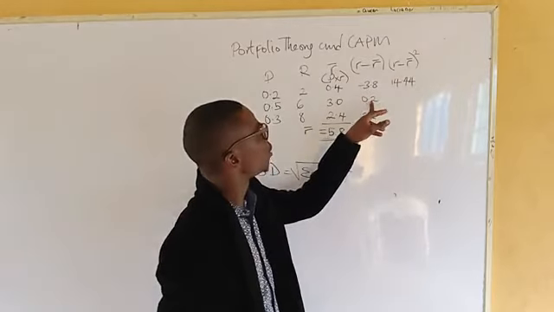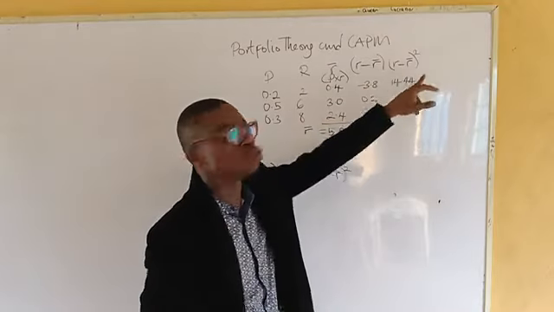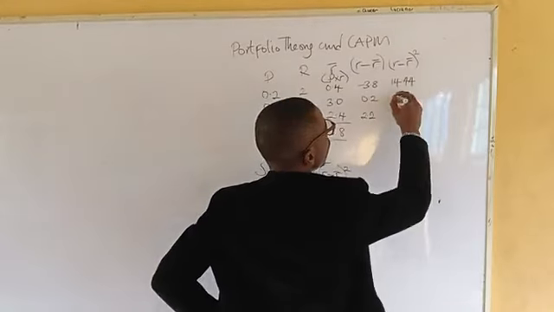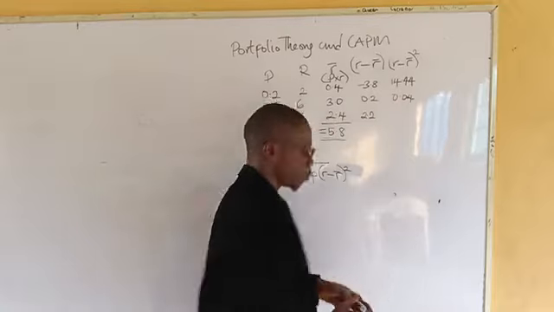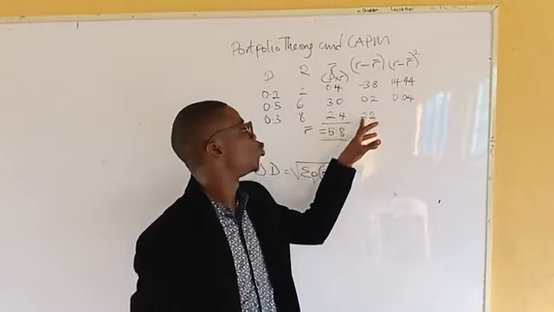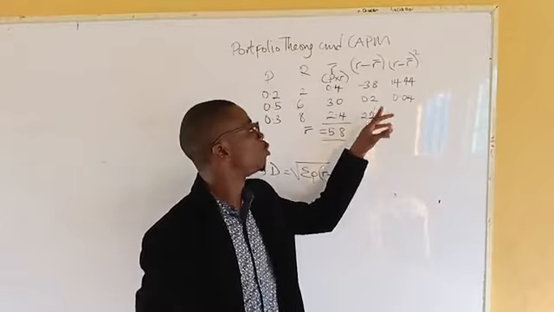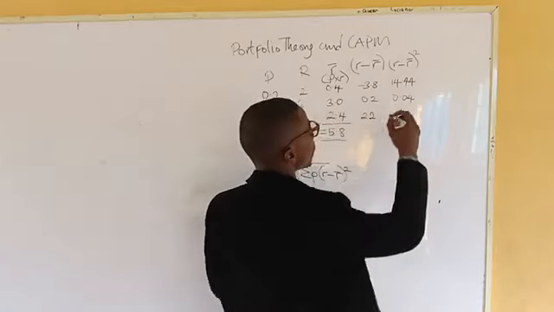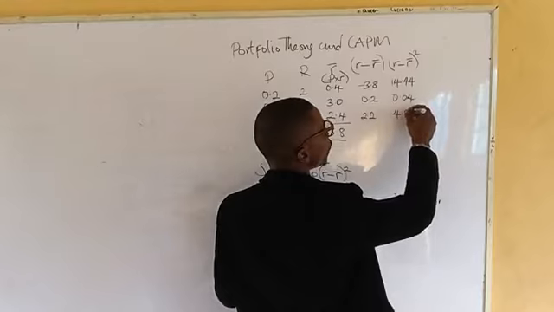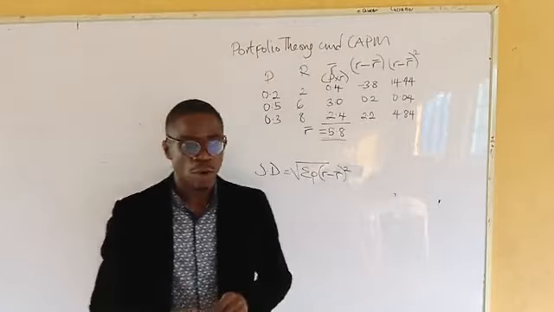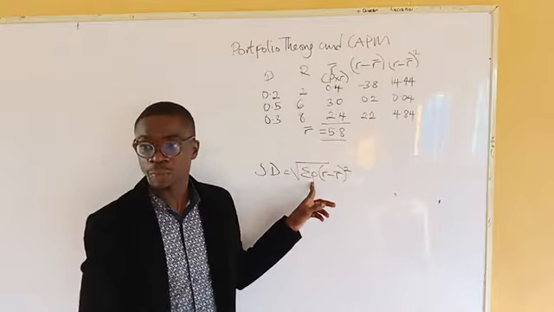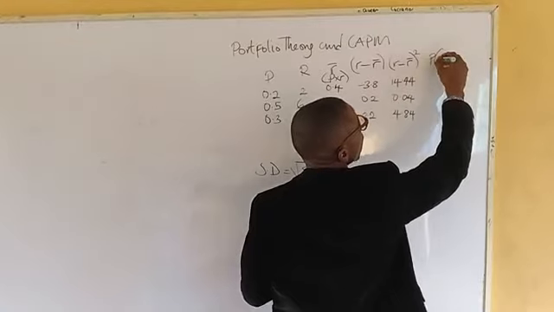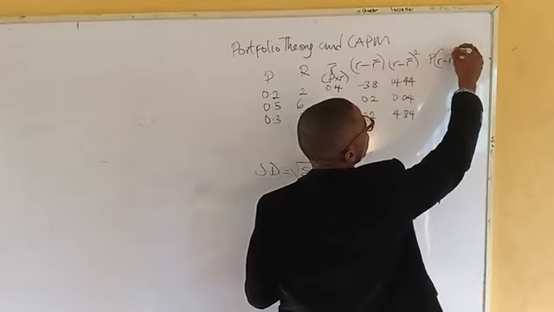Now, 0.2 raised to power 2 is 0.04. Now, 2.2 raised to power 2 is 4.84. So look at it now. What's there now? We have P. Have we added P to it? Now let's add P to it. We have P bracket R minus R bar raised to power 2.